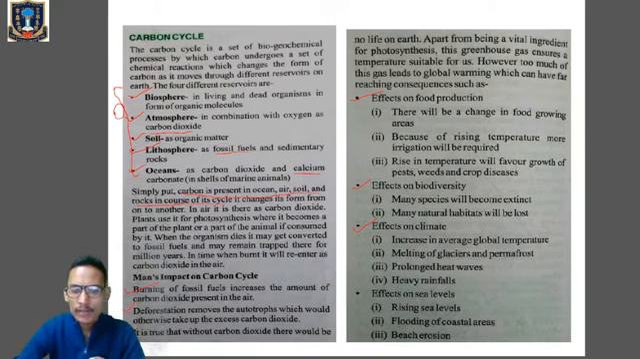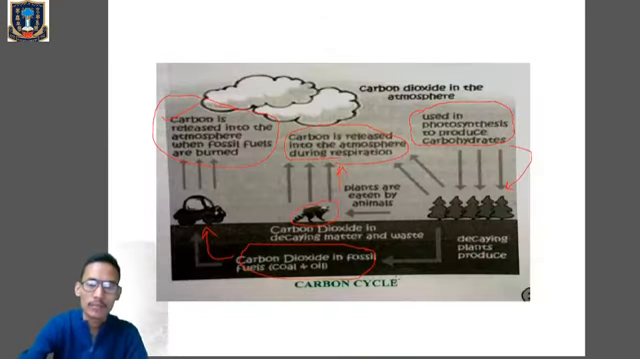Effect on sea levels. There will be rising sea levels because melting of glaciers will lead to an increase in the water level. There will be flooding in the coastal areas and there will be beach erosion. So these are the impacts of man on the carbon cycle. Clear? So kindly go through the carbon cycle and the particular illustration of the carbon cycle.